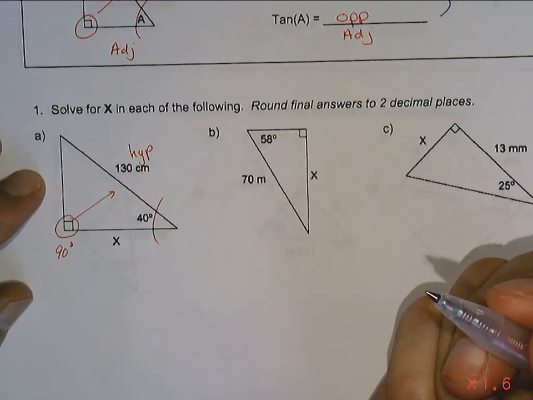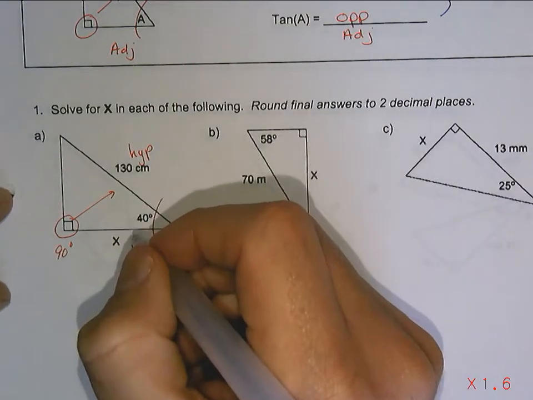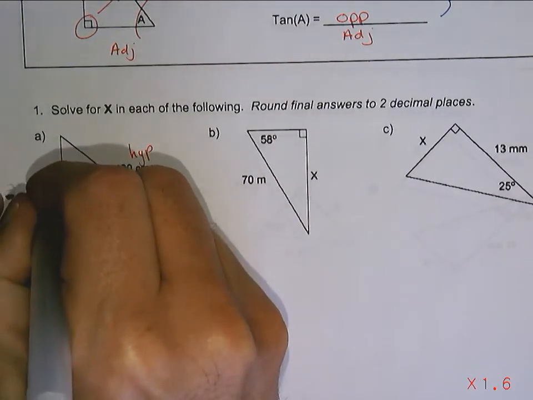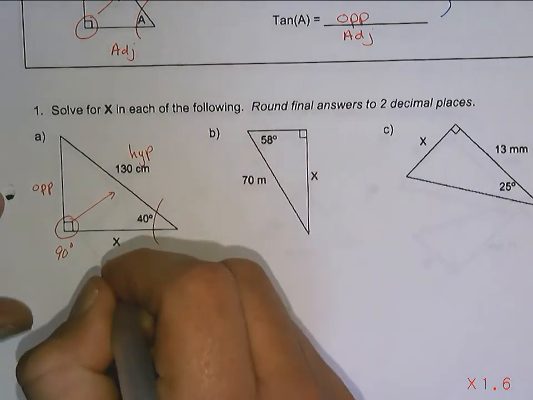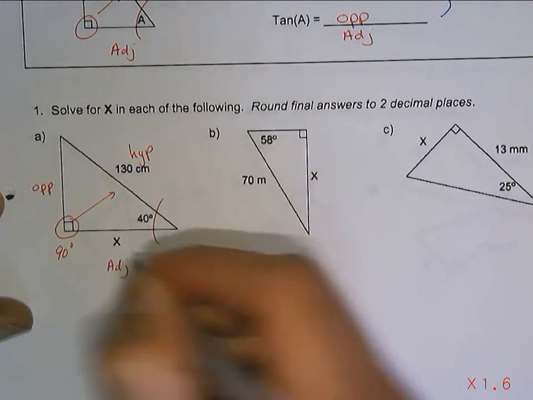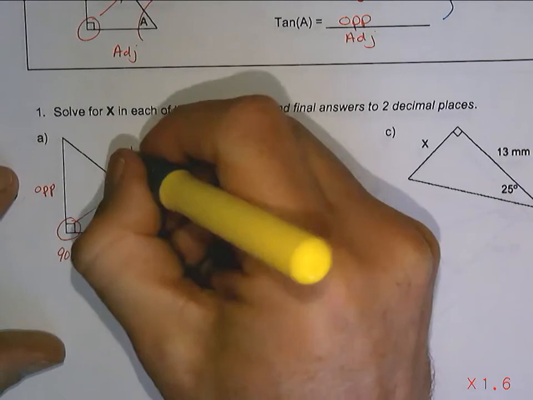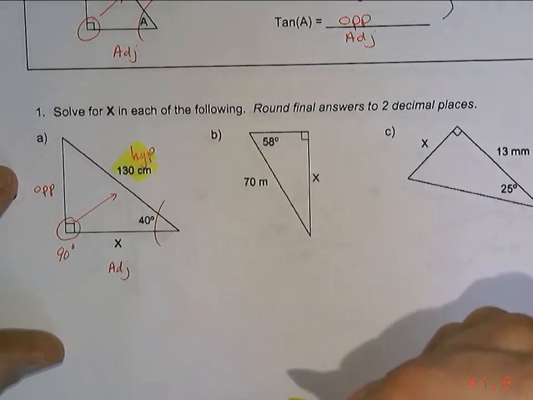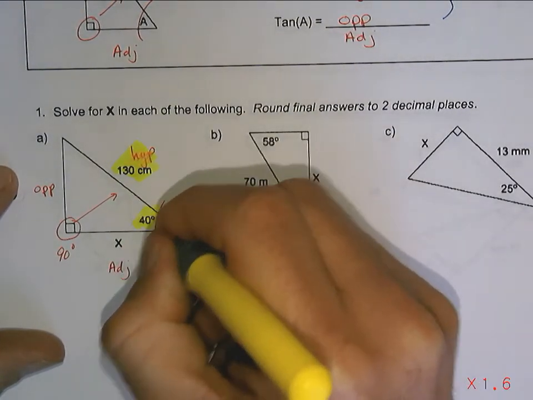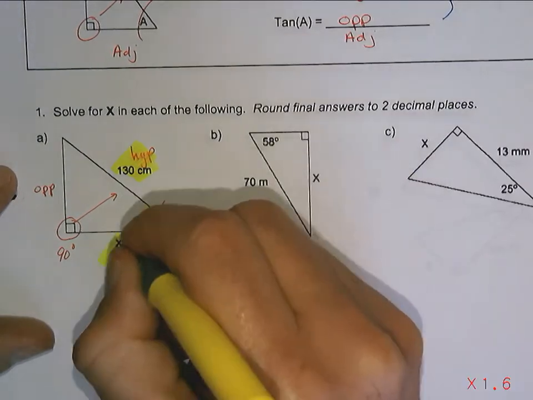Angle 40. From 40, this is my opposite side. From 40, this is my adjacent side. Now, take a break. Think for a minute. What have I been given and what do I want? I've been given my hypotenuse. I've been given an angle. And I want my adjacent.